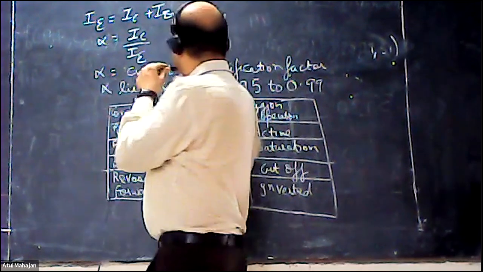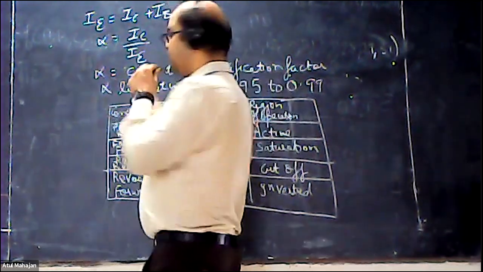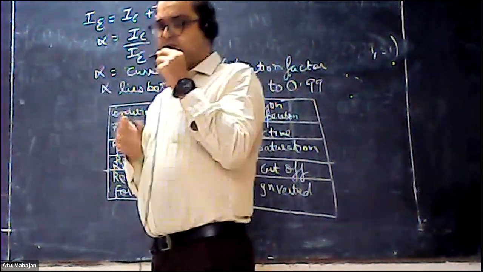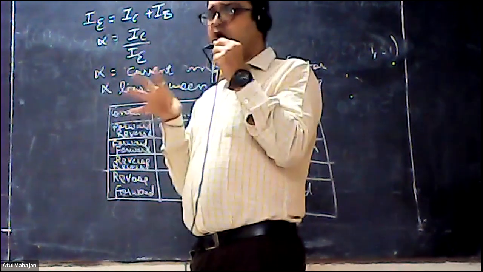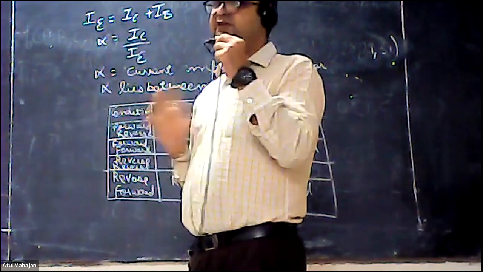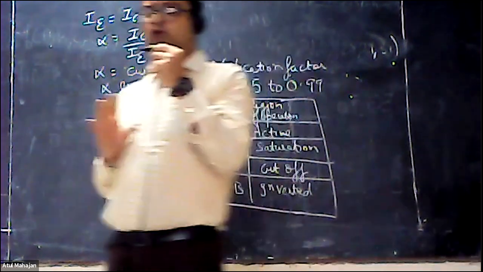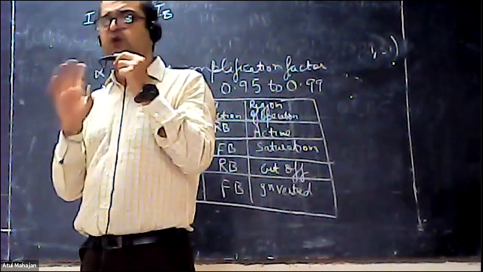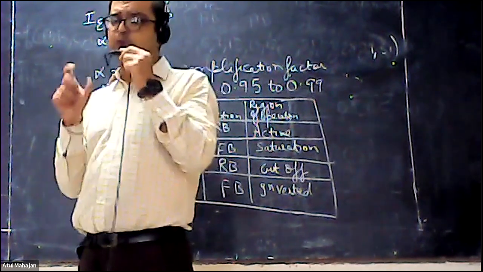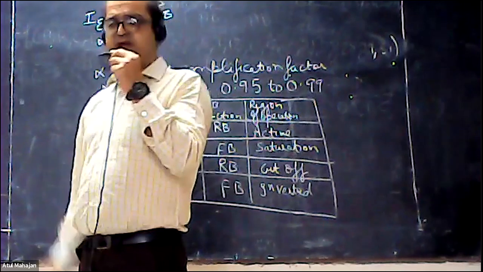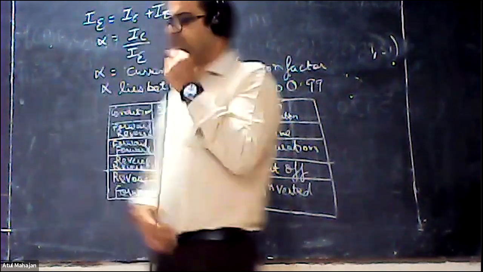So that in all gives you the value of alpha, or the current amplification factor. In the numericals which we are going to solve, alpha always lies between 0.95 and 0.99. The value of alpha is always less than 1, and it normally lies between 0.95 and 0.99. It's the standard value of alpha.